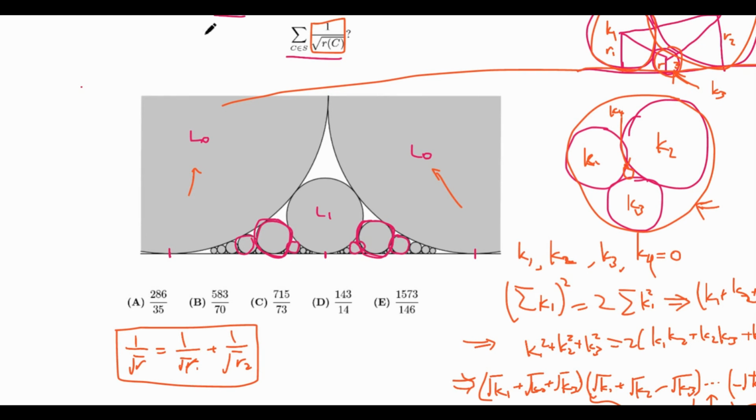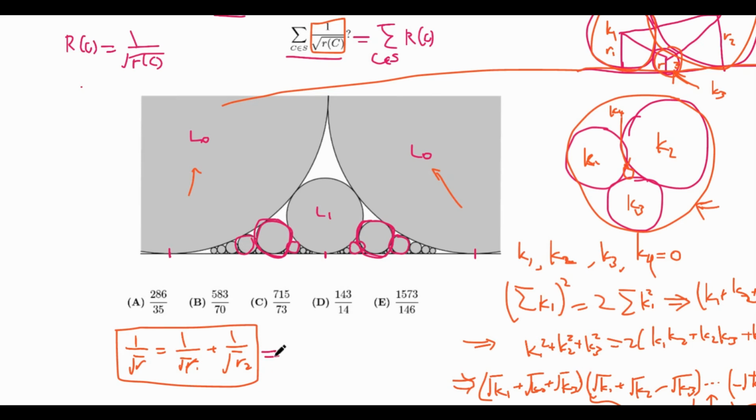Now in order to make our lives easier, I'd like to define another function called big R of C, which is simply defined as 1 over the square root of little r of C. So basically this just means that now we are summing from C and S of big R of C.